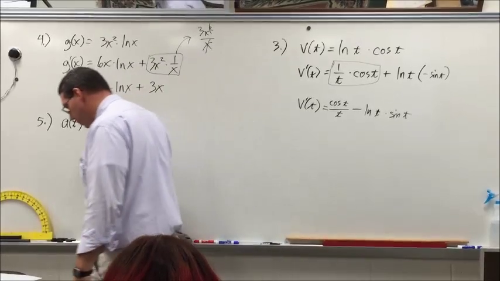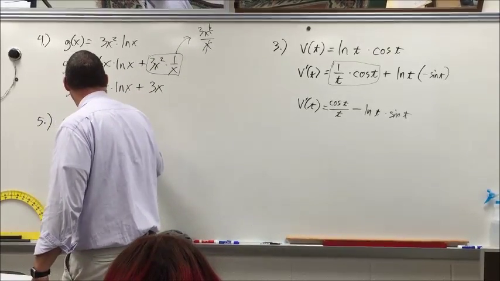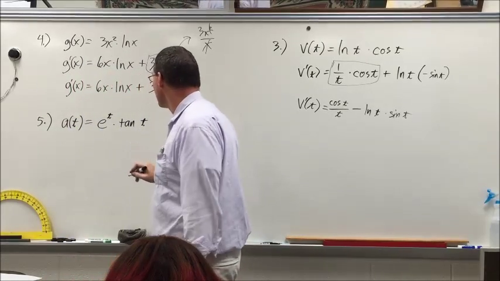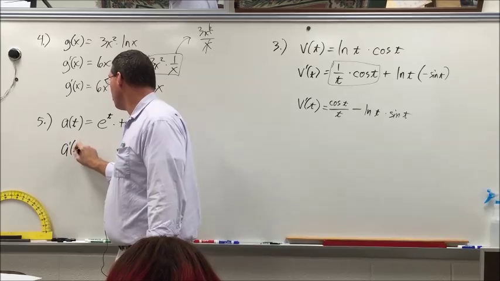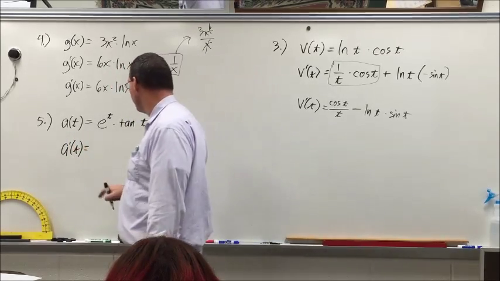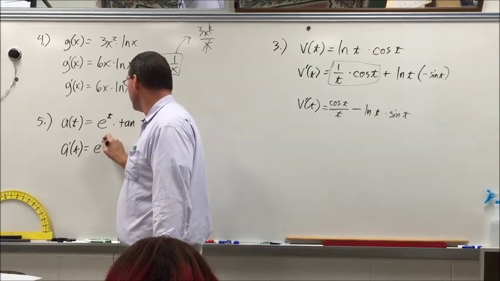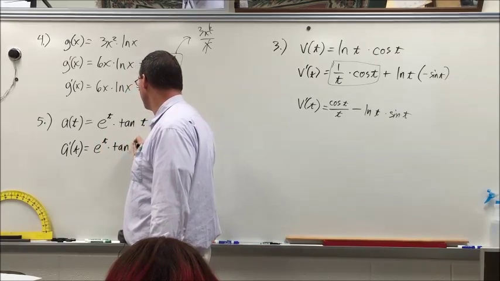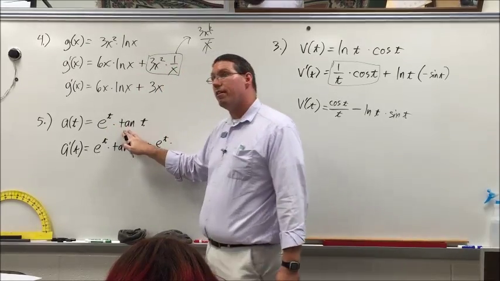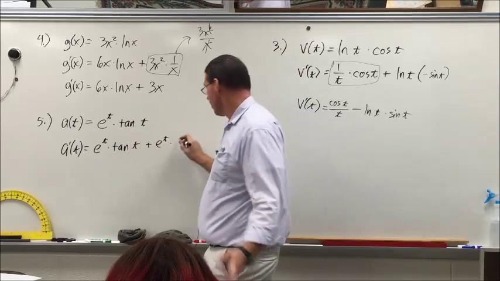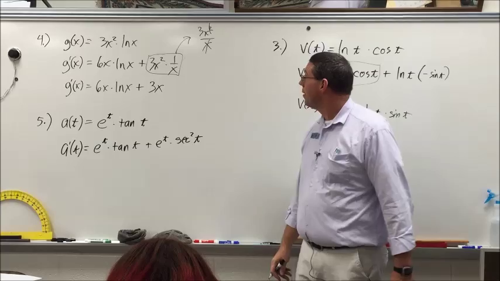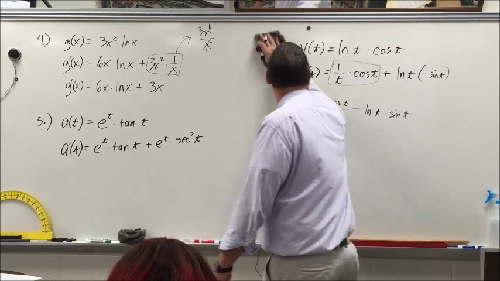All right, so a of t here is e to the t power times tangent of t. The derivative a prime of t, you can just leave it as a prime of t. You don't have to call it jolt or jerk or anything. Derivative of the first term is e to the t times the second term, tangent of t, plus the first term, e to the t, times the derivative of the second term, which in this case is secant squared of t. There we go. Good to go. I'm going to erase number 3 here.